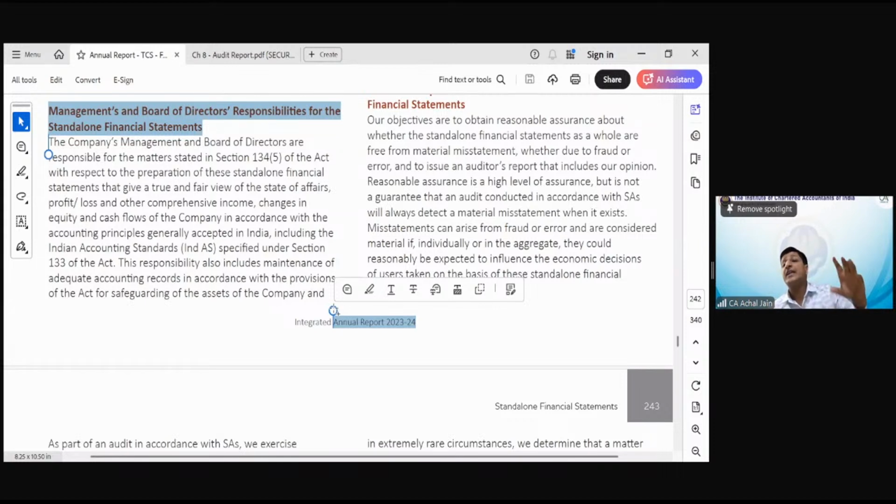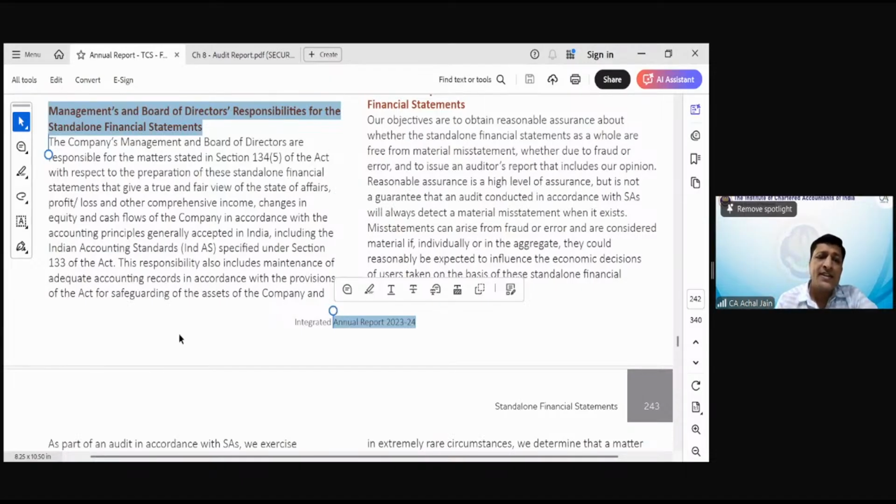So he is clarifying that this financial statement that you check, okay, which has been prepared as per the requirements of the Companies Act, which has certain components, and which is expected to give a true and fair view. Who has prepared that? It's the management.